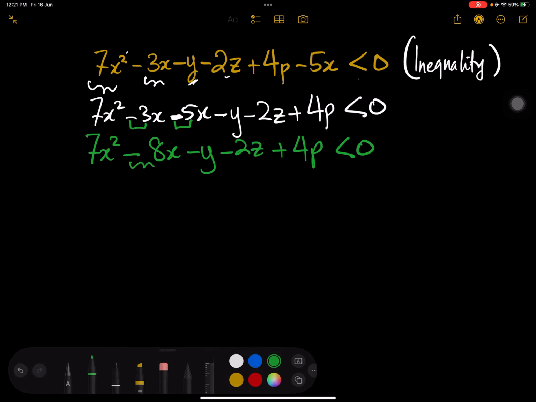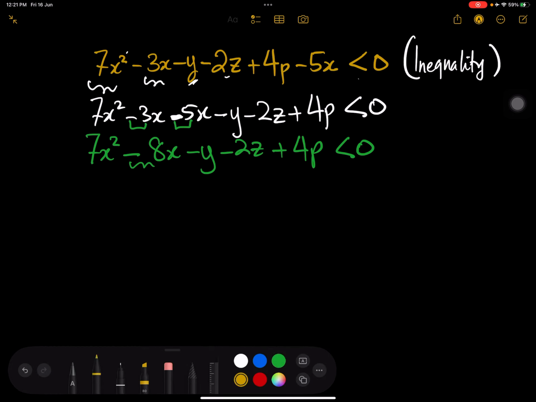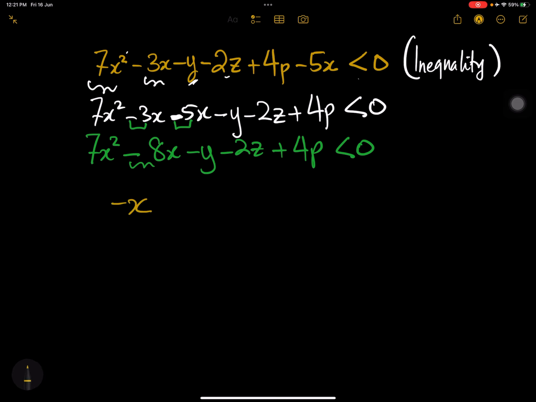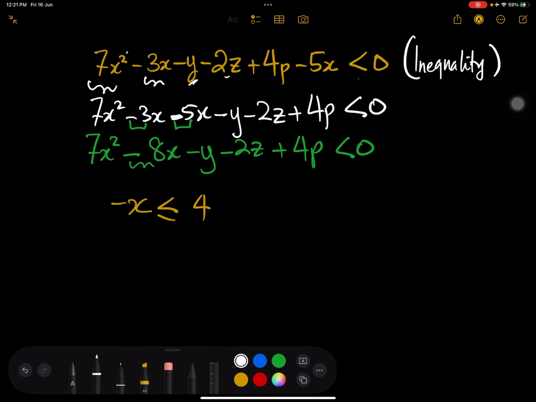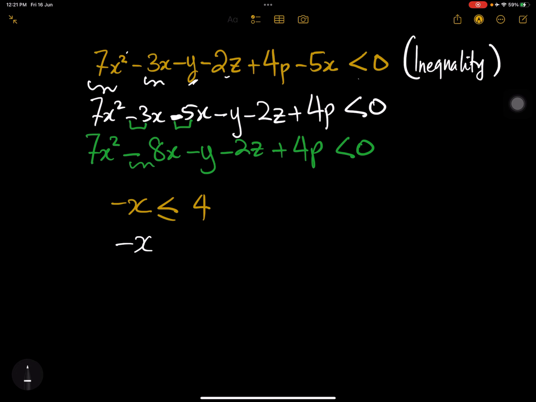Let's say that you and I have been given this problem. Let's say we have negative x, and it's less than or equal to 4. What are we going to do? We are looking for x. So it's minus x less than or equal to 4. We divide both sides by this negative 1, so that we can find x. And once we divide here by negative 1, we also have to divide here by negative 1.